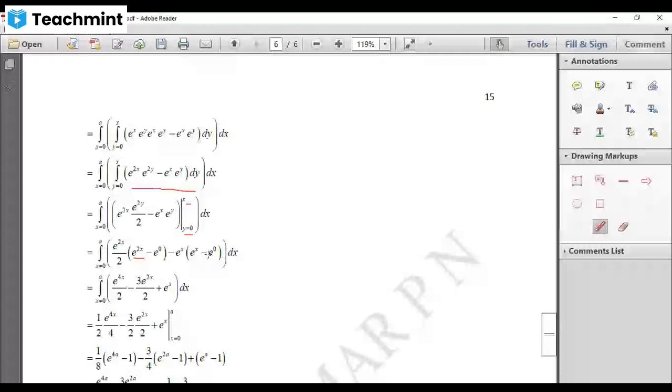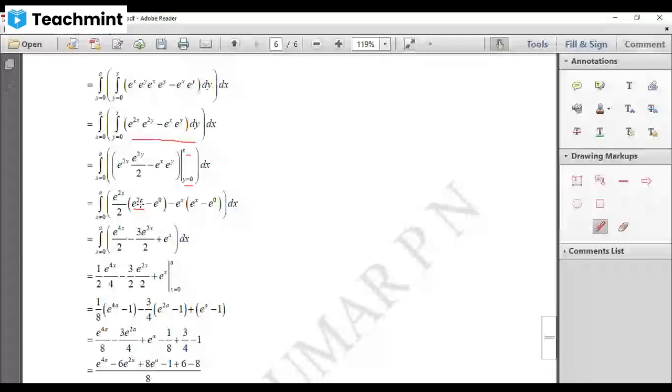Right? Okay. Now multiply this with this. E to the power of 2x into e to the power of 2x is e to the power of 4x by 2. E to the power of 2x by 2 into minus 1 gives you minus e to the power of 2x by 2. Minus e to the power of x into e to the power of x is minus e to the power of 2x. Minus into minus is plus 1 into e to the power of x is e to the power of x. So here you are having minus e to the power of 2x and minus e to the power of 2x by 2. If you add these two, you will get minus 3 e to the power of 2x by 2, and the other terms are the same.